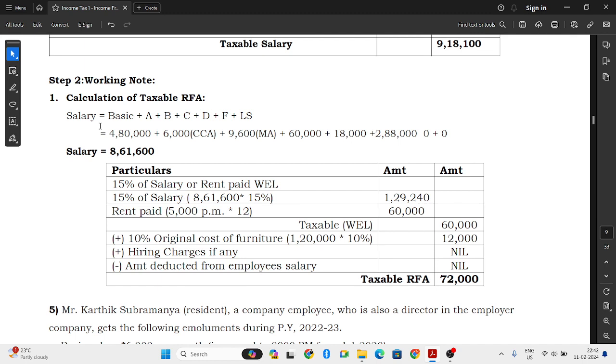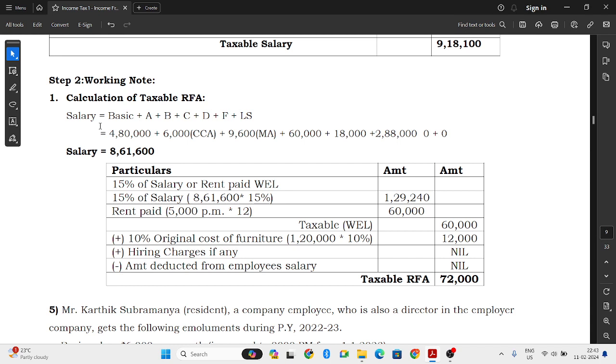So basic pay is 4,80,000, which we have found out. Allowances: we have city compensatory allowance plus medical allowance. City compensatory allowance is 6,000. Medical allowance is 9,600. Plus we do have bonus 60,000, plus commission 18,000, plus DA allowance 2,88,000. There is no leave salary. So if you add all these things, you will get 8,61,600. That is the total salary for the purpose of RFA.